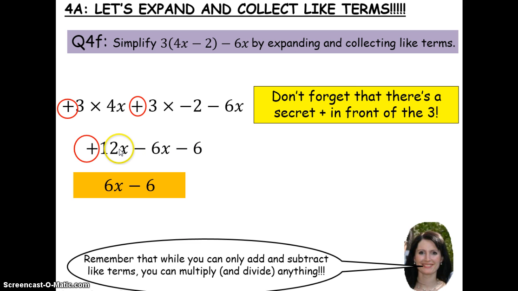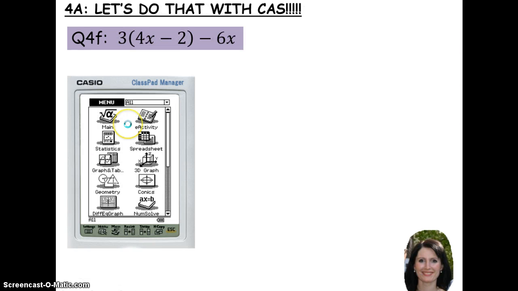Don't forget that you can multiply terms that aren't like. So 3 is not a like term with 4x, but we can multiply them. We cannot add or subtract those though.